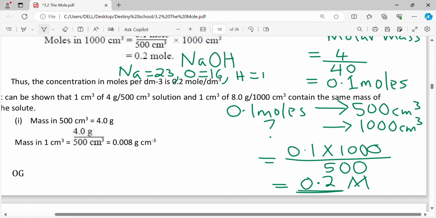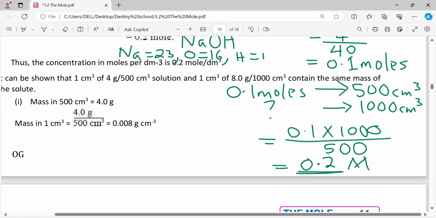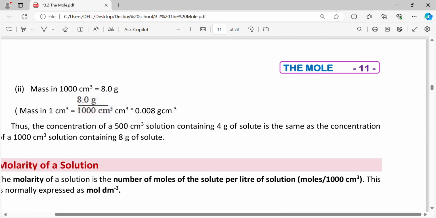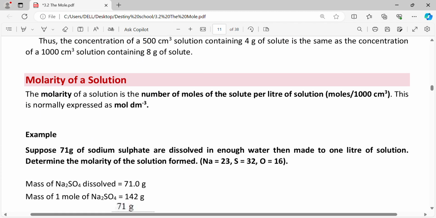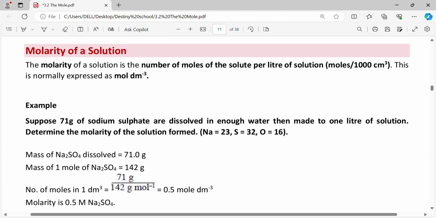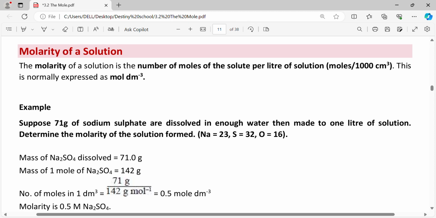And remember, moles per liter, we call it molarity. Moles per liter is always molarity, capital M. So that is our answer there. I believe you have an idea of concentration. Let's move on to something else.